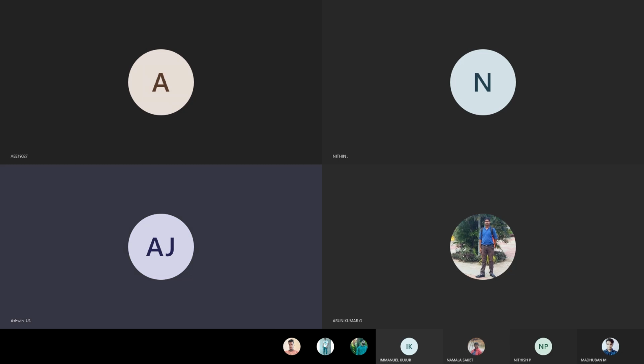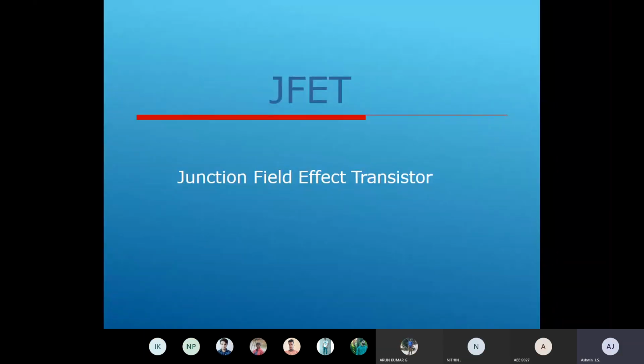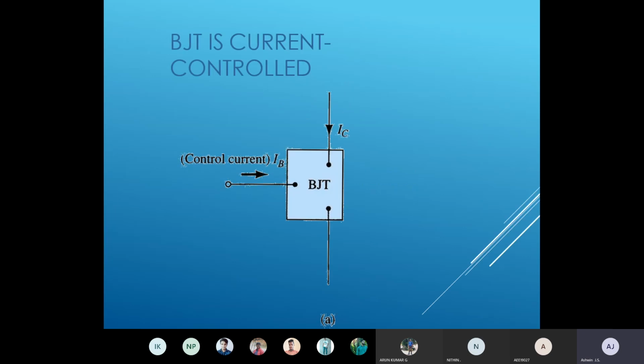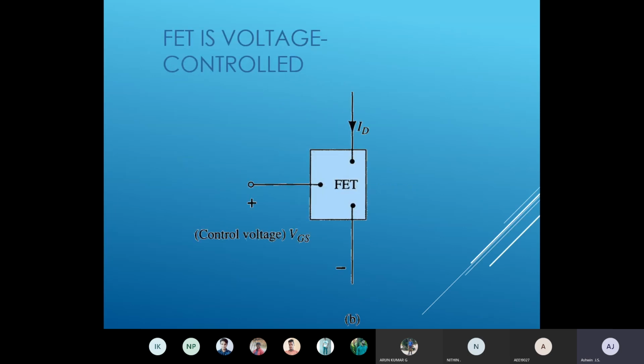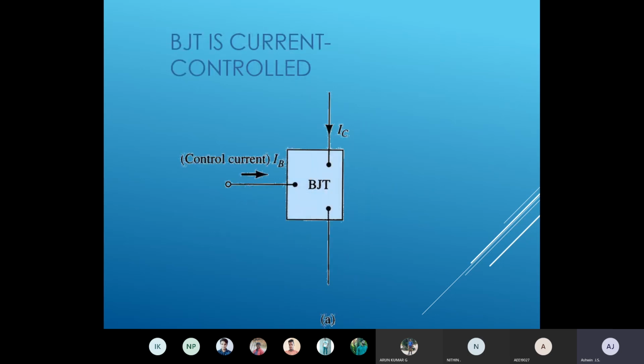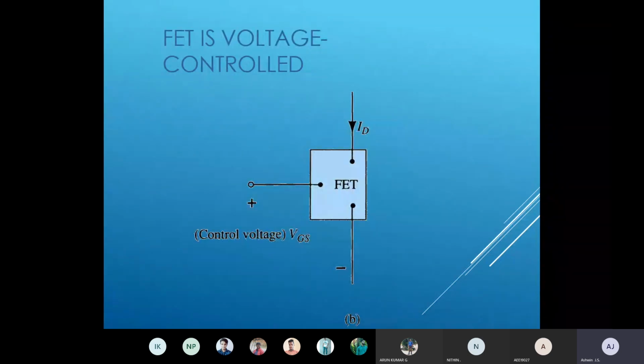So, in your last class, just a recap. We saw about the junction field effect transistor, JFET. What is the difference we saw? BJT is a current controlled device, and FET is a voltage controlled device. In a BJT, using the base current, I can control the collector current, but here, based upon the gate voltage, I will control the drain current. So that's why it is called a voltage controlled device.